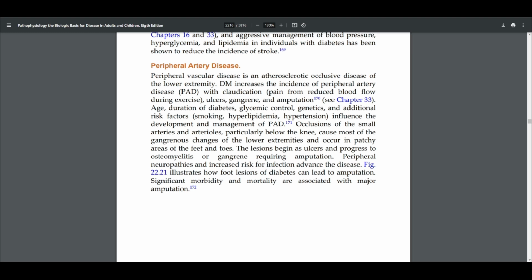Peripheral artery disease, or peripheral vascular disease, is an atherosclerotic occlusion disease of the lower extremity.